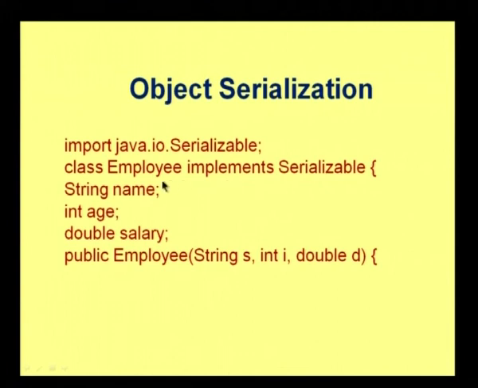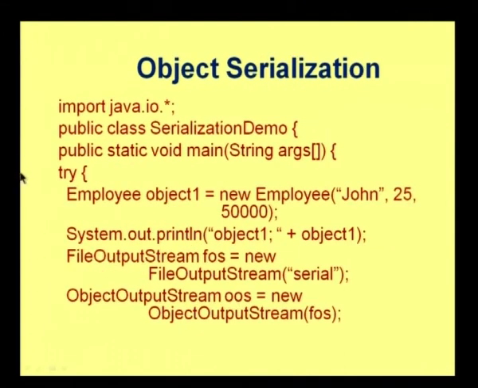So whenever I try to create an object of Employee, this could be stored and retrieved in the form of objects, that is, the objects could be serialized and deserialized. So here I have a main, and now I am creating an Employee object. This Employee object is created, and then I am trying to store that inside a file. So I have opened a file output stream, and then I have opened an object output stream. Now this serial is the file name in which we are going to store the serialized Employee object.